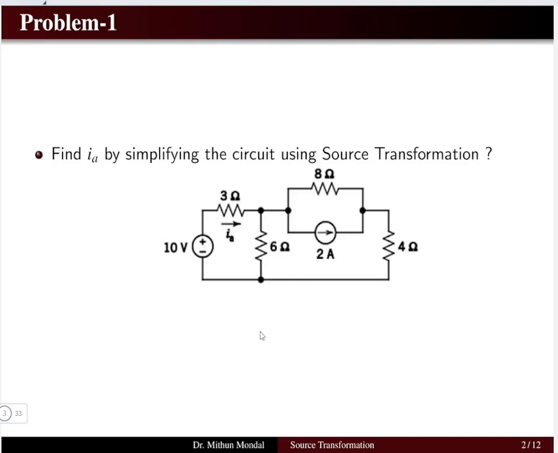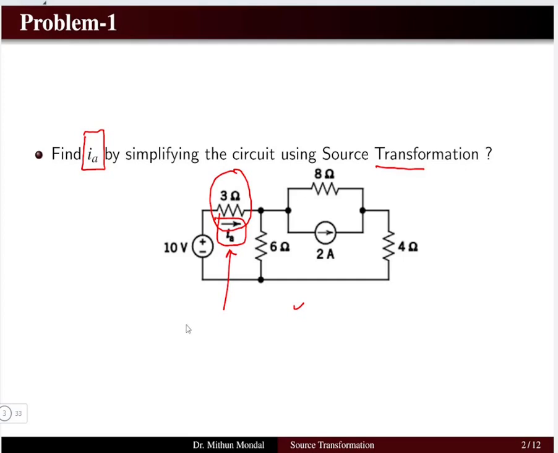This is the first problem in source transformation. Using source transformation, you have to obtain the variable Ia. In this network, you see the current originating from the 10 volt source is the current Ia. You should not disturb this current because this is the variable. It means you should not disturb the 3 ohm resistor, because that is where the current you are going to determine flows.